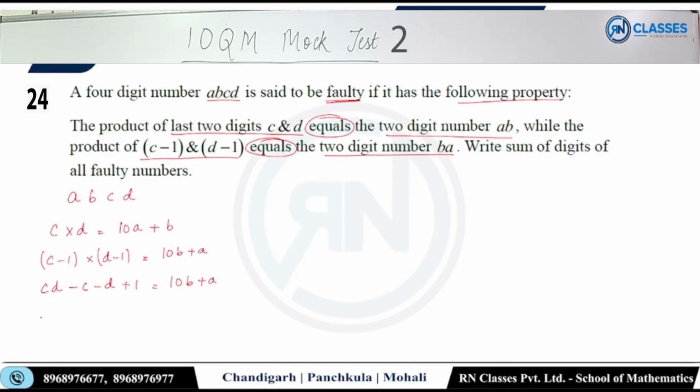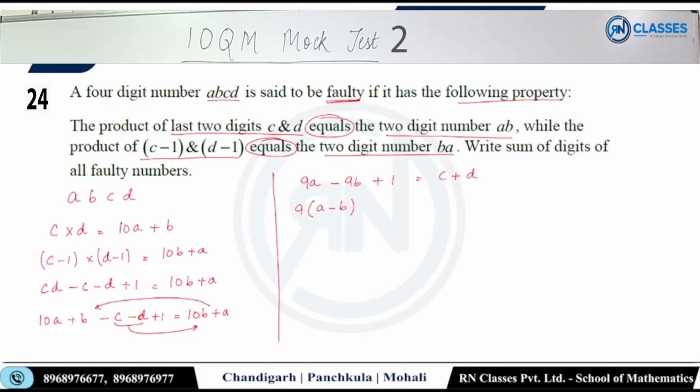CD की वैल्यू पुट कर सकता हूं मैं ऊपर से, 10A plus B minus C minus D plus 1 is equal to 10B plus A. इस पूरे को मैं इधर ले जाता हूं, ठीक है? कंबाइन हो जाएगा, देखते हैं क्या बनता है. 10A minus A, that is 9A, ठीक है? और ये 10B है, तो minus 9B plus 1 is equal to C plus D. ये बन गया. सो 9 कॉमन लिया, A minus B plus 1 is equal to C plus D, right?